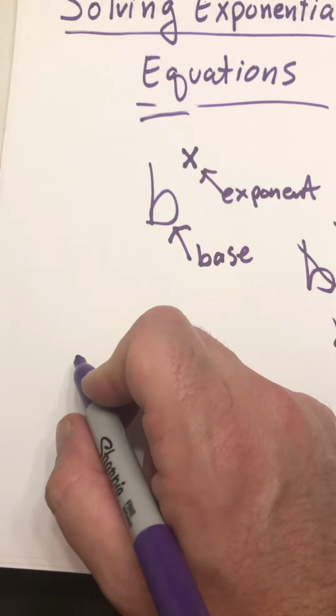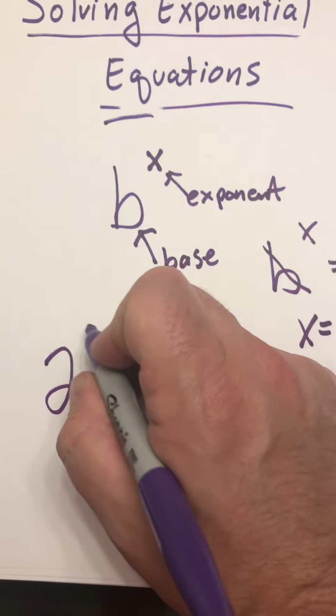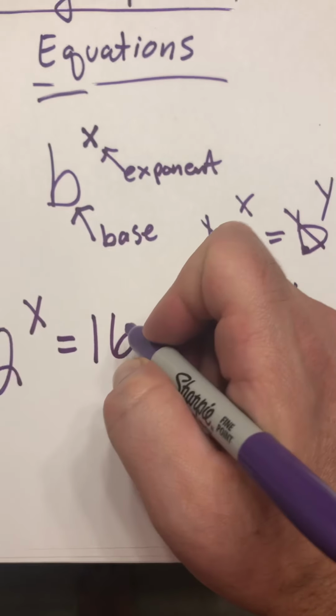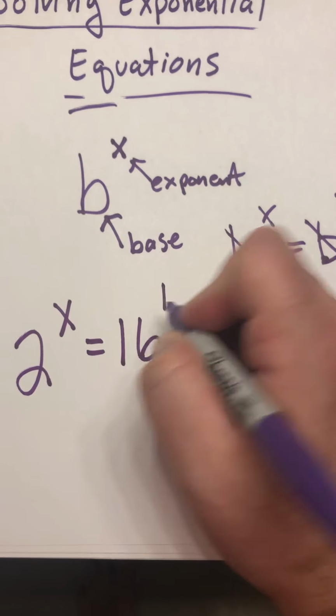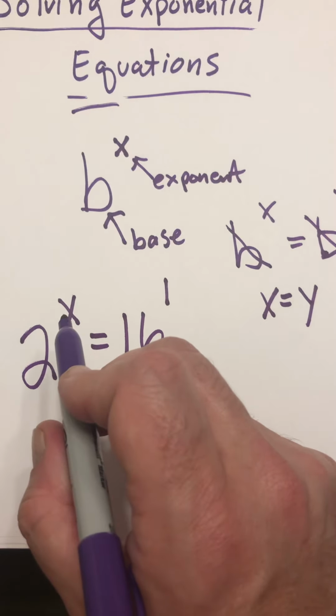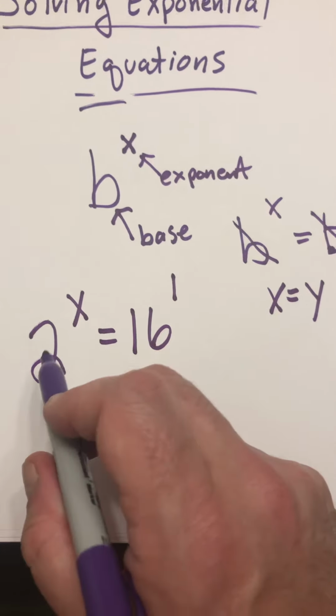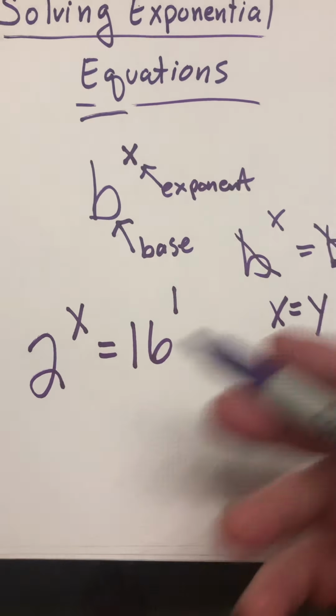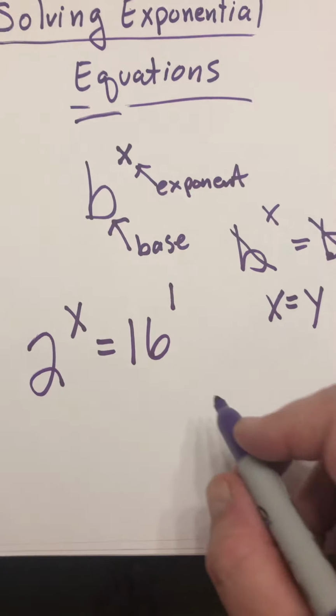So here's a quick example that shows this. Suppose I had 2 to the x and it equaled the number 16. Now 16 has its own exponent of 1. Here the bases are 2 and 16. Here the exponents are x and 1. Since 2 and 16 are the bases and they don't equal each other, what we need to do is figure out how we can make them equal. Well, we know a fact.